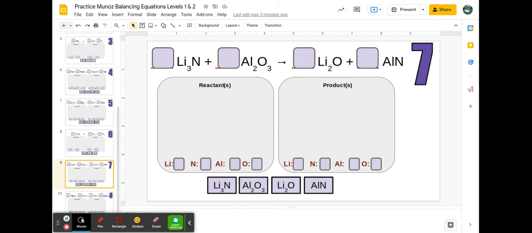Miss Munoz with another video example from Balancing Equations, level 1 and 2. This time we're going to do number 7. It's a little bit more complicated, but we're still going to start out the same way.